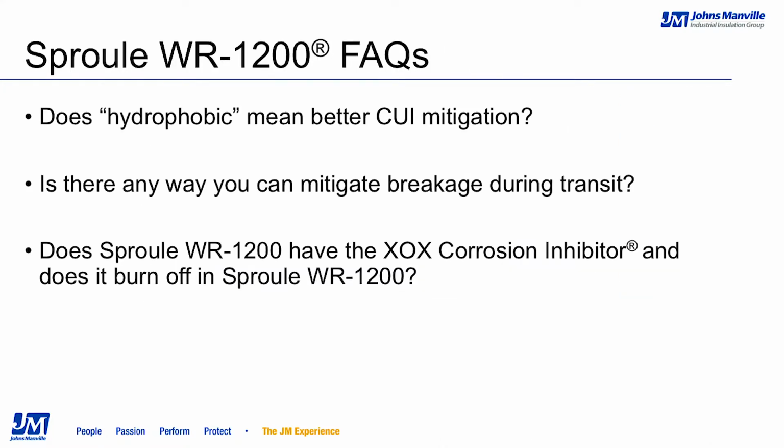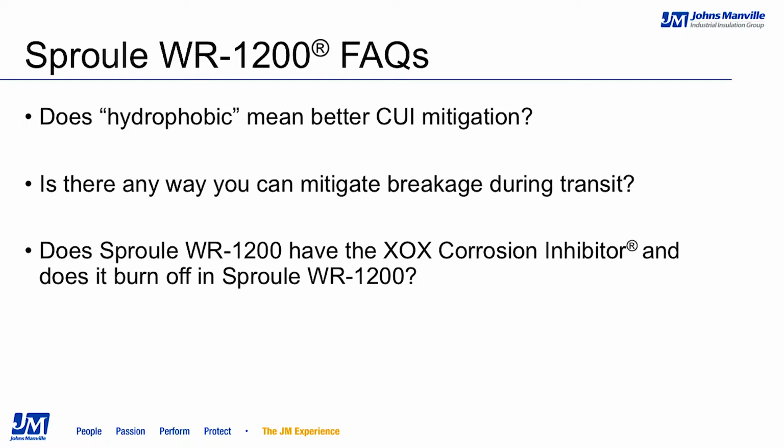Some frequently asked questions on Sprule. One, does hydrophobic mean better CUI mitigation? To that, I would say not necessarily. Hydrophobic products are part of the solution to corrosion, but other factors do need to be considered. A hydrophobic product can absolutely help with water intrusion, but as seen on the previous slide, it has a very comparable mass loss corrosion rate to the Thermo 1200. So it's not that it's the best option for CUI mitigation, rather you have options for insulation for this purpose.